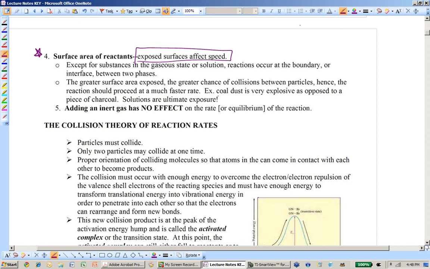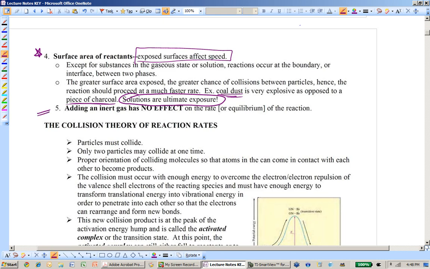So if you consider coal dust versus a piece of charcoal, a huge difference in the rate of reaction. If one's explosive and the other one takes a lot of effort to actually get it to light up at all. If you've ever watched somebody try to grill on a charcoal grill. Not a gas grill, a charcoal grill. But solutions, things that are aqueous, that's what we deal with the most, because we get lots of exposure between those molecules or ions that are floating in that aqueous solution, and they can collide quite readily with each other.